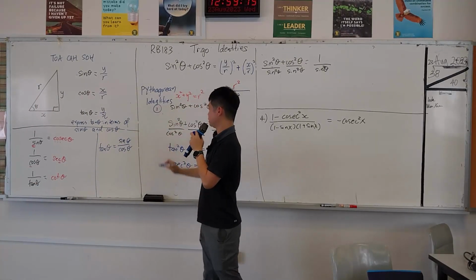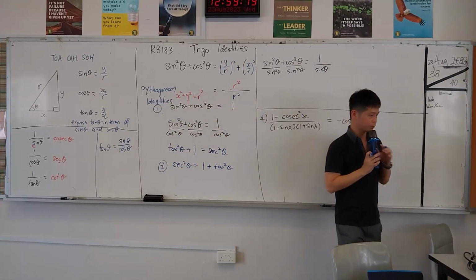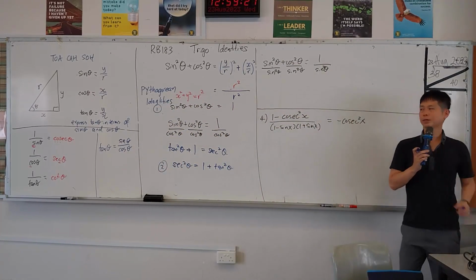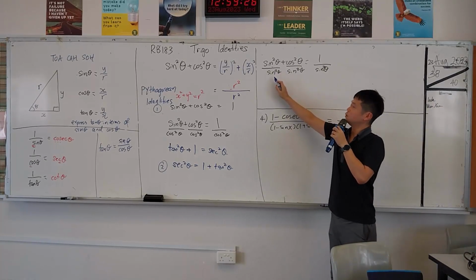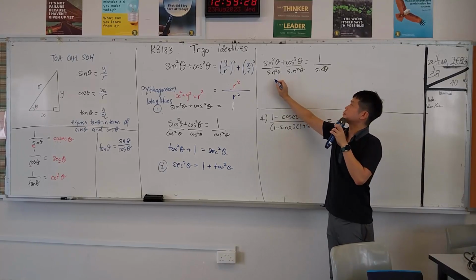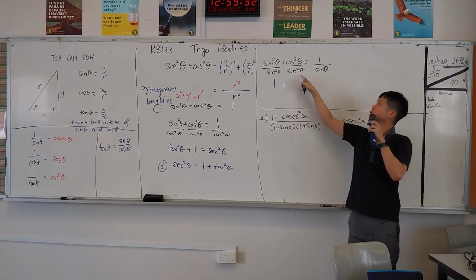Sine square theta plus cosine square theta equals 1. The second one is secant square theta equals 1 plus tangent square theta. All right, the last one, I think we can do it on the spot. Sine square theta over sine square theta is 1. Okay, now this one is a bit challenging, but after a while you get used to it.